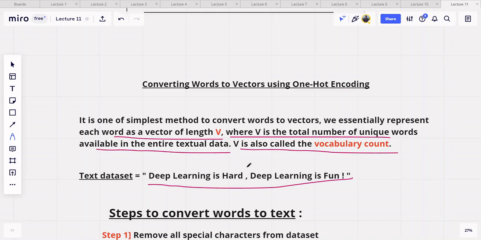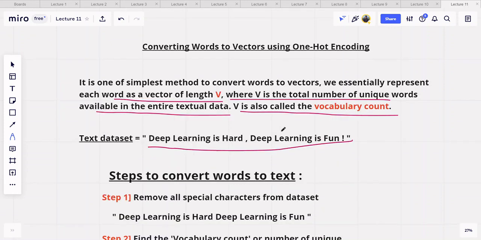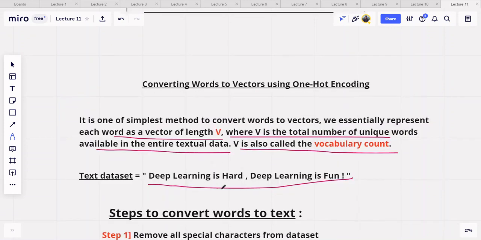Okay, so first of all, what we will do is count how many unique words we have in this entire data set. So deep is one, learning is one, is is one, then hard is one, and then fun is one. So we have in total 5 unique values, so our V is equal to 5.